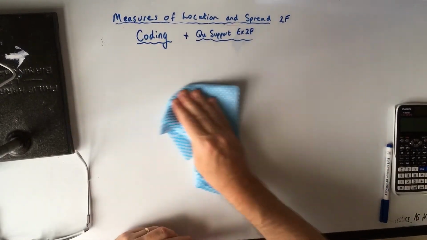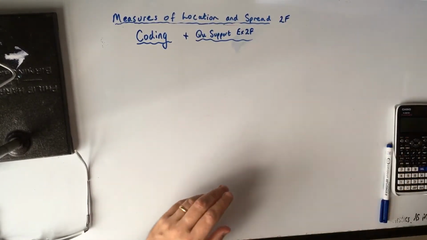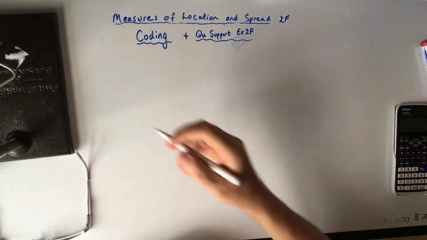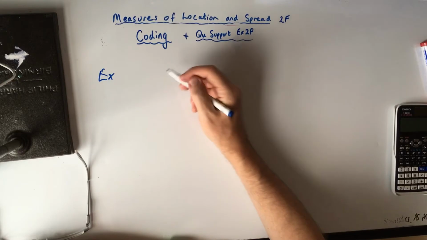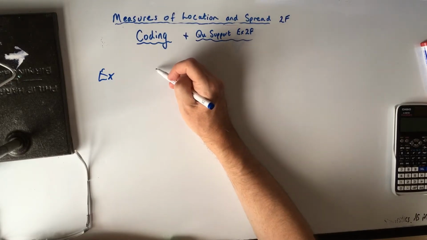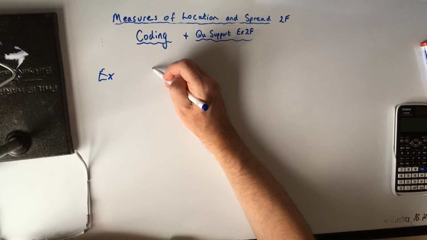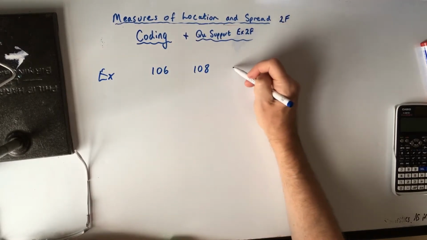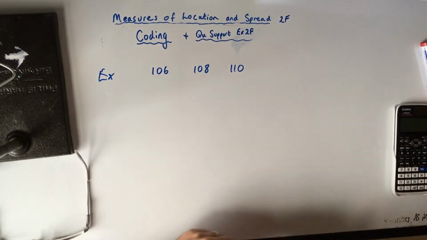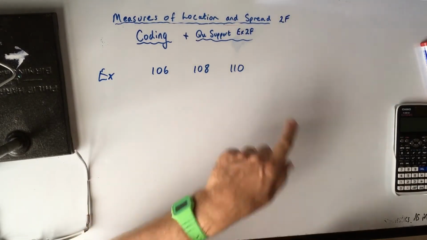I'm going to pick a very simple example that I'll just make up myself now off the top of my head. I'm just going to take 3 numbers and code them. Okay, so let's say 106, 108, and 110. There you go. So 3 numbers, 106, 108, 110.